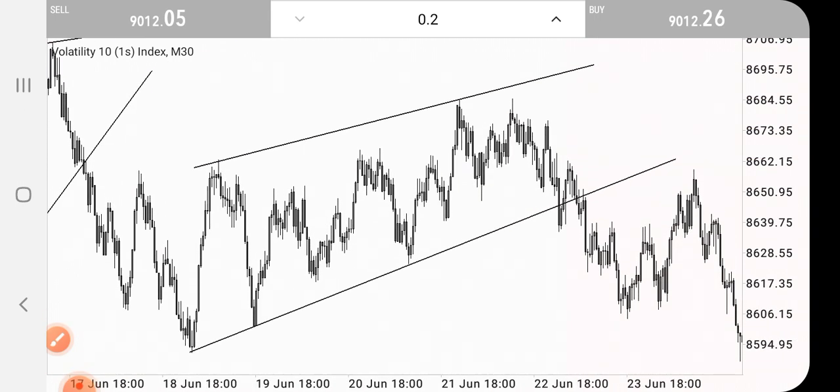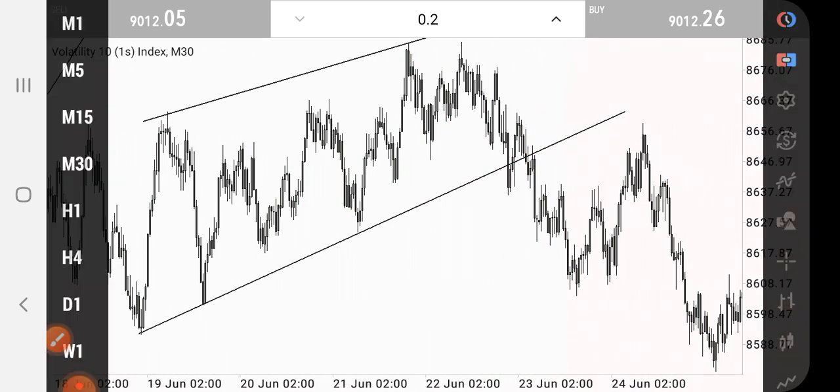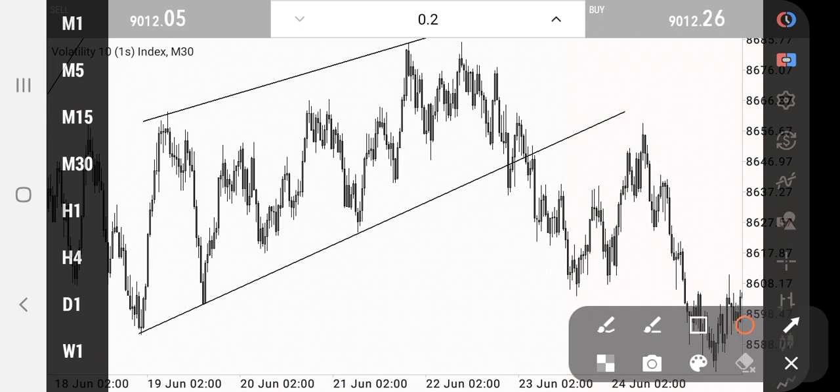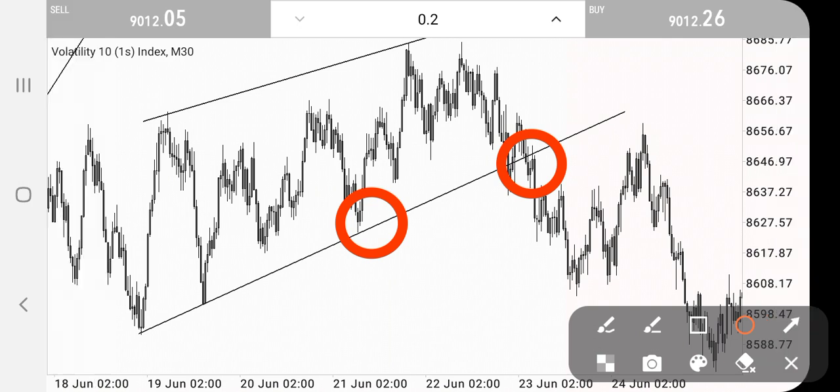This setup, we broke here. Where is our TP? Our TP should be here, in line with this area. Then we scalp, and that's how we trade and collect our profits.